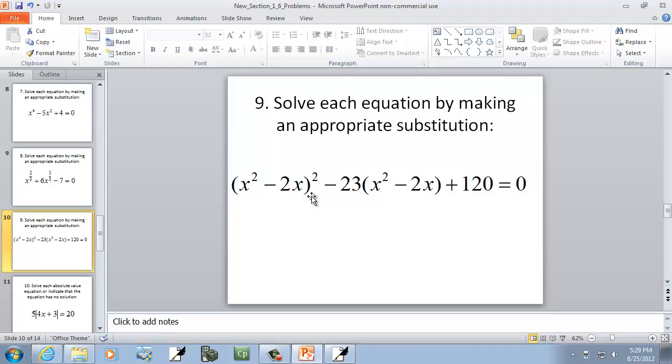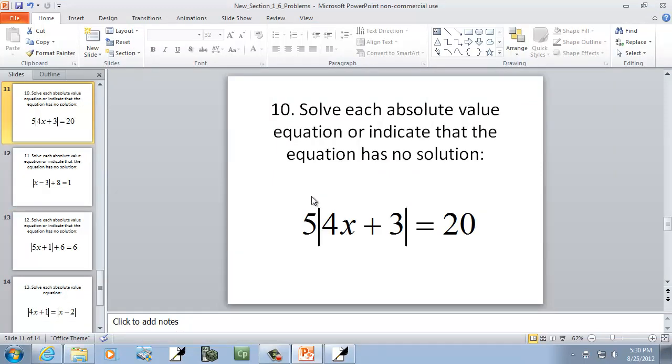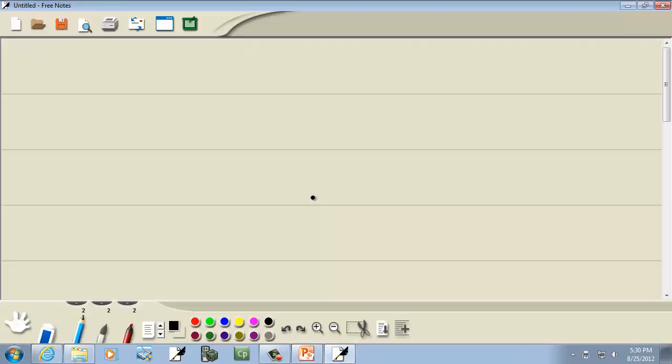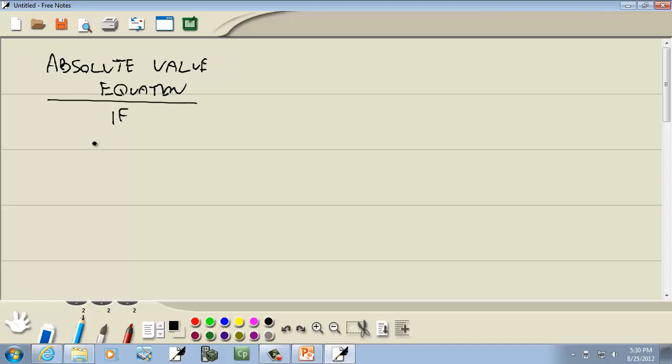And next one, I think, is an absolute value equation. Yes, it is. So let's talk about how to solve those. We got a formula. This says if you have the absolute value of something is equal to something else, then you drop the absolute value, set it equal to positive the other side, drop the absolute value and set it equal to negative the other side. Absolute value has to be by itself for you to use this formula.